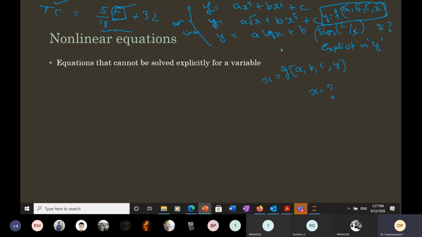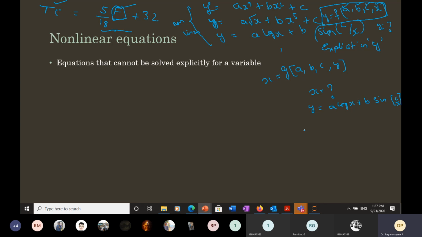Look at this equation. Look at the last equation. The last equation is y equals a times logarithm of x plus b times sine of c over x. I just made up these equations, don't worry. Can you find x?